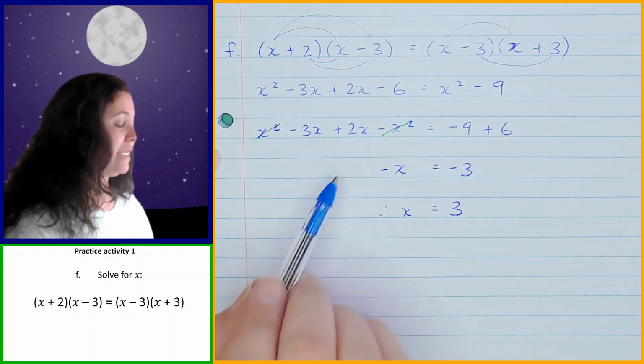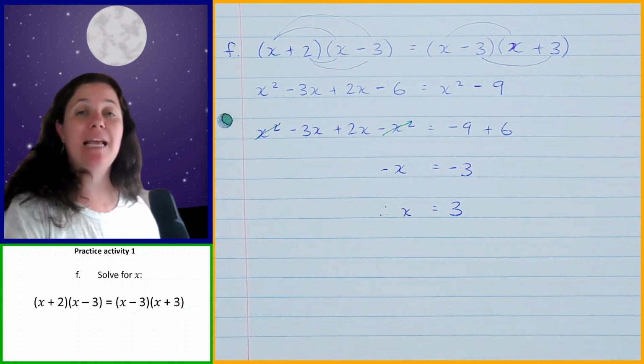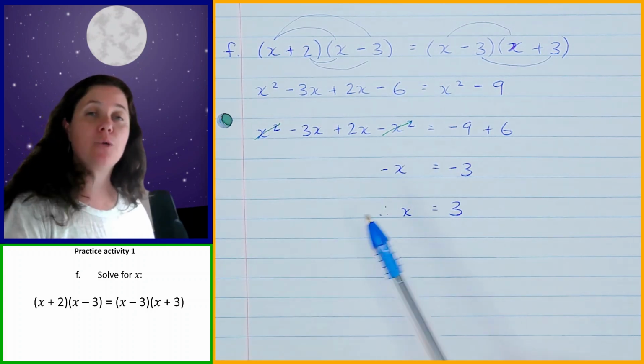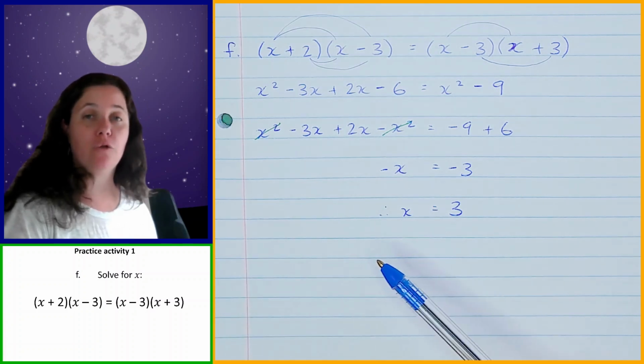Okay, now this particular example over here is the first time you've had an equation that had an x squared in it. But because the x squareds cancelled each other out, it wasn't a problem, so we were able to just solve it as normal.